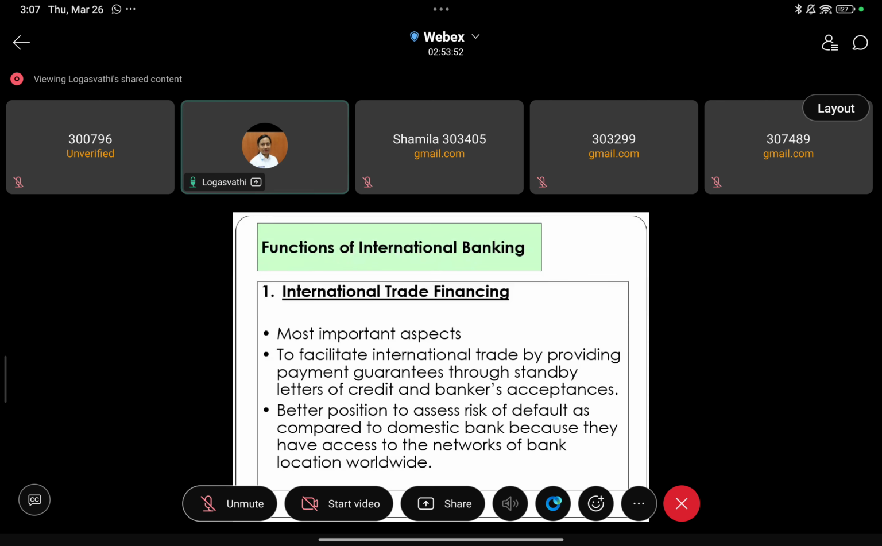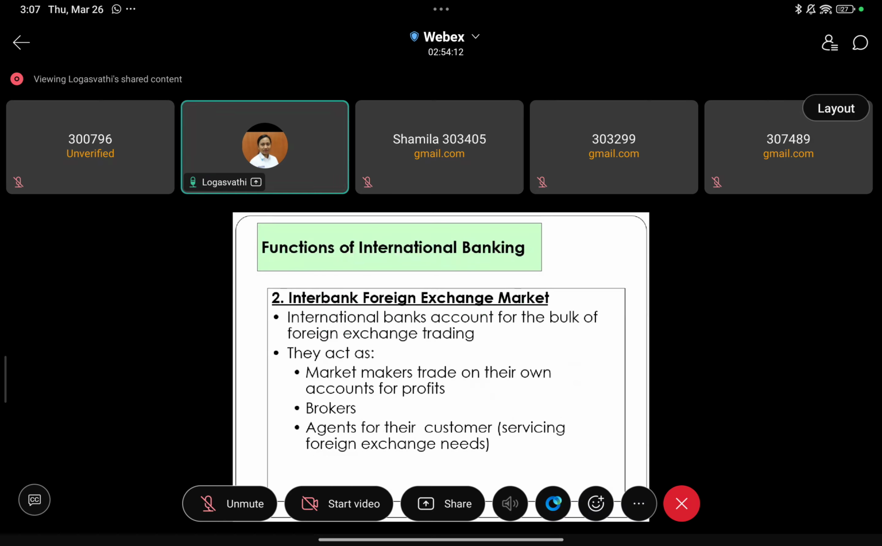Normally, international banks have very good networking around the world. By having that good network, they can assess the risk easily and widely. The second one is the interbank forex market, the interbank foreign exchange market. The international bank will act as a broker, agent, or market maker to do forex trading.